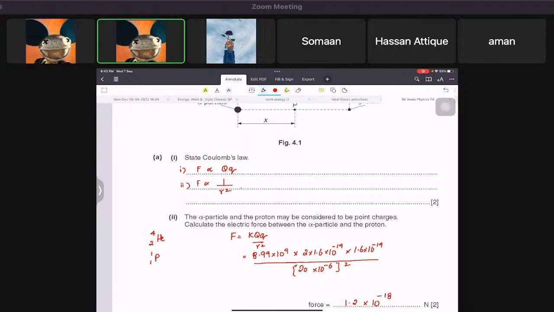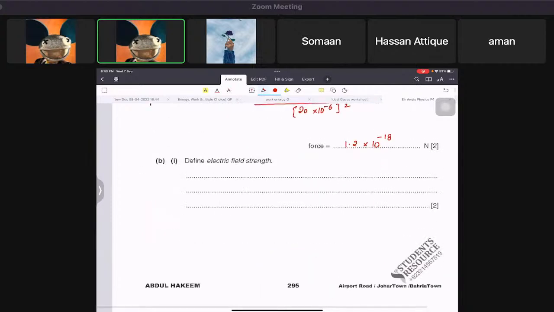Okay, then it says define electric field strength. So electric field strength, for 2 marks, is defined as the force per unit charge. That's the main definition for the first mark, and for the second mark you always write for a positive charge, or you could just write that it's force per unit positive charge. That would also give you 2 marks, okay? Remember that, because we take positive charge as a reference.